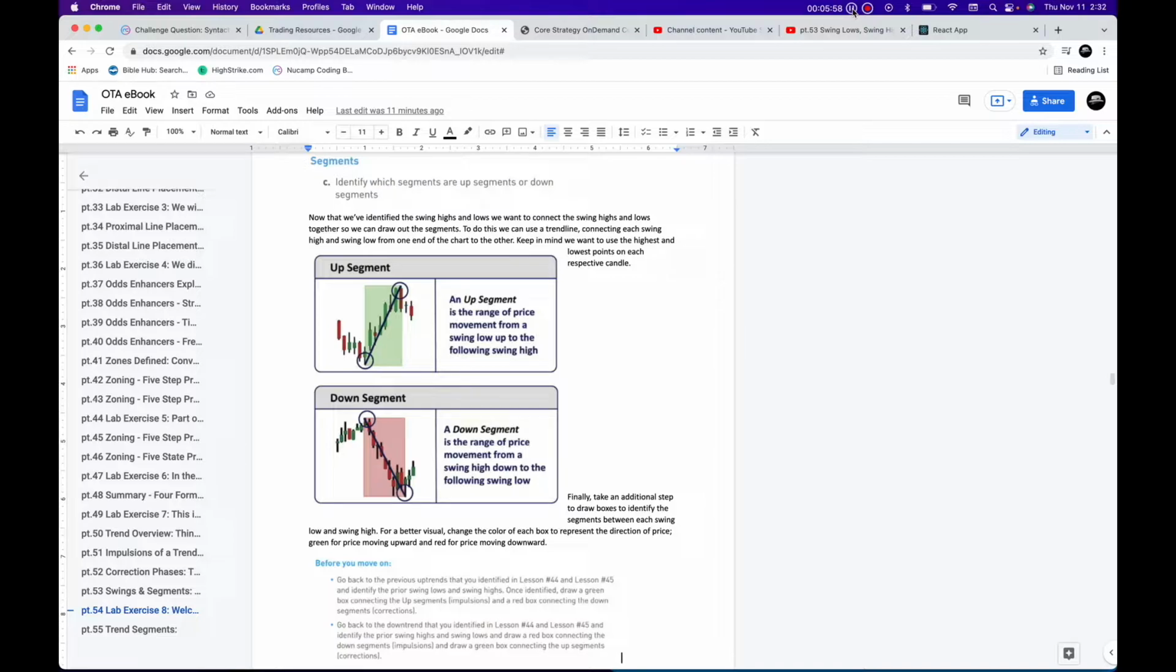To do this, we can use a trend line connecting each swing high and swing low from one end of the chart to the other. Keep in mind, we want to use the highest and lowest points on each respective candle. So if the high point happens to be a wick, then we use the wick. If the high point is the body of the candle, then we use the body.